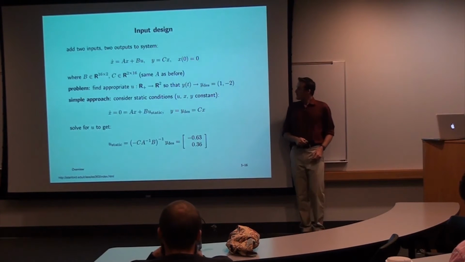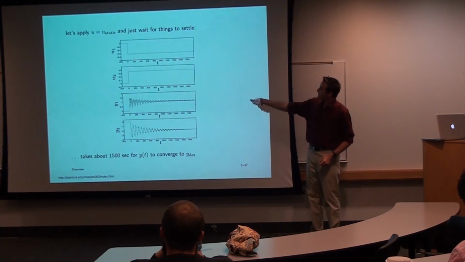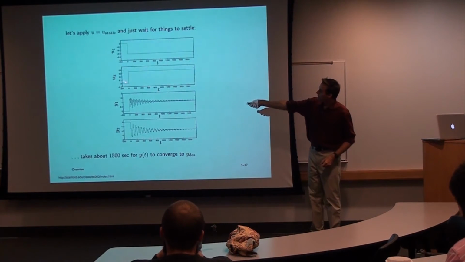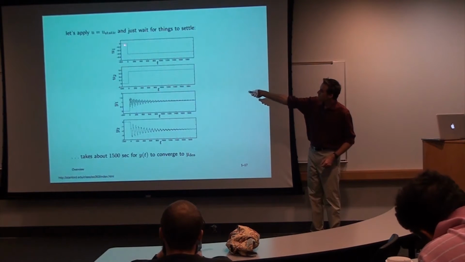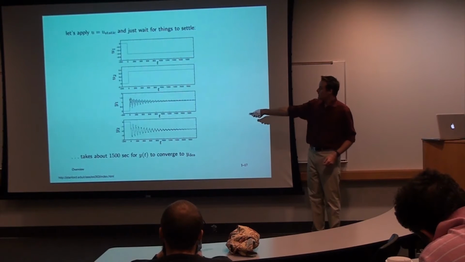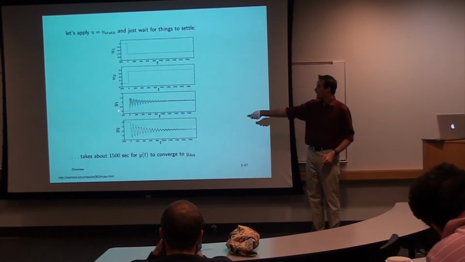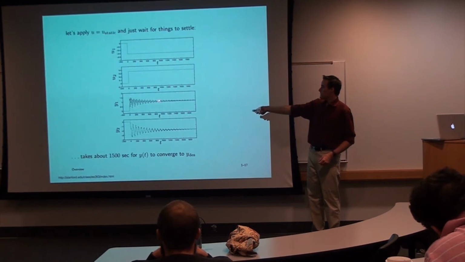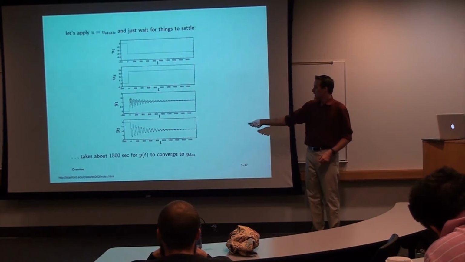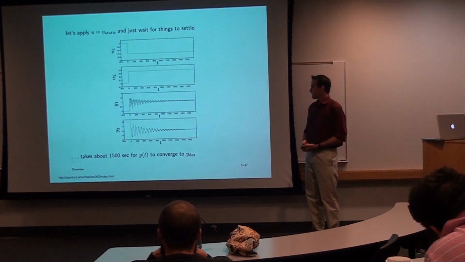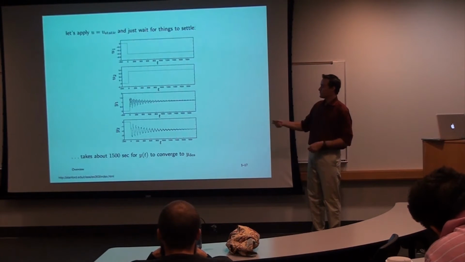And if you just plug those in as your input, so here's u1 and u2, if you have u go to minus 0.63 and 0.36, then over time, the output, y1 and y2, will wiggle around for a long time and eventually get to the desired 1 and minus 2. But this takes a long time. It takes 1,500 seconds for y to settle down.